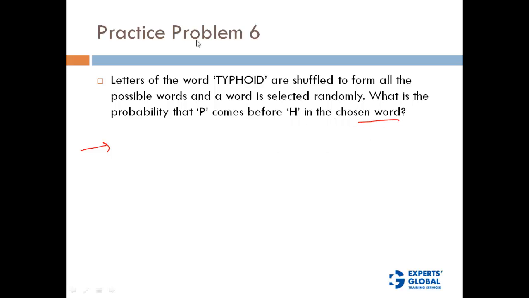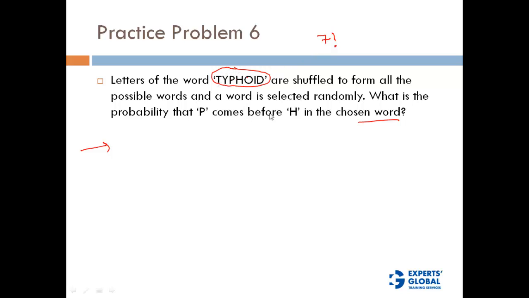Okay, so first of all, how many ways can we arrange the letters of typhoid? It's going to be 1, 2, 3, 4, 5, 6, 7. It's going to be 7 factorial ways, right? Are there any repetitions? There are no repetitions here, meaning no I coming twice or O coming twice. So we are not dividing it by anything, right? So the total number of ways is 7 factorial.